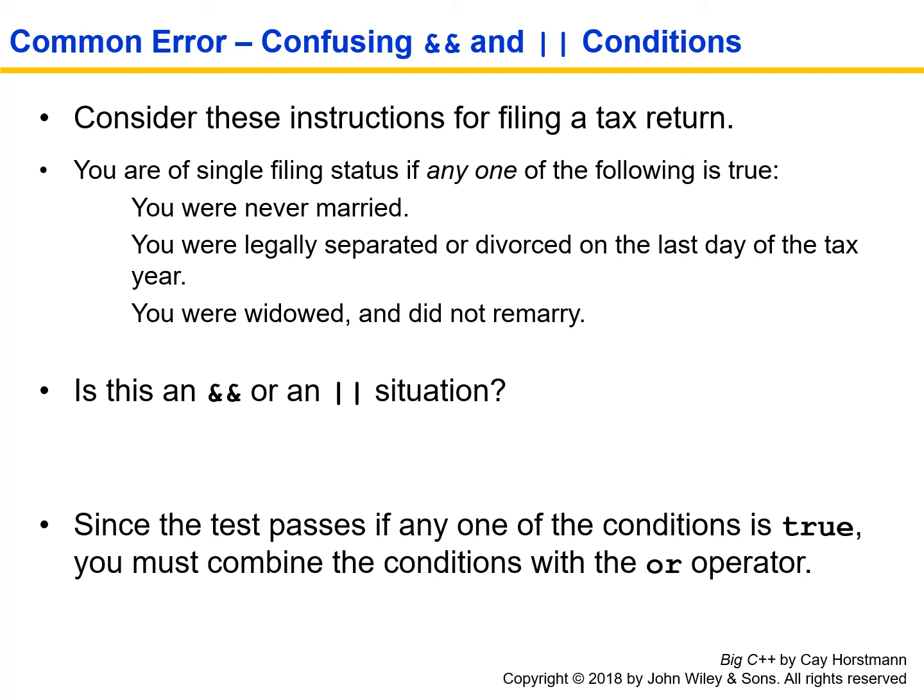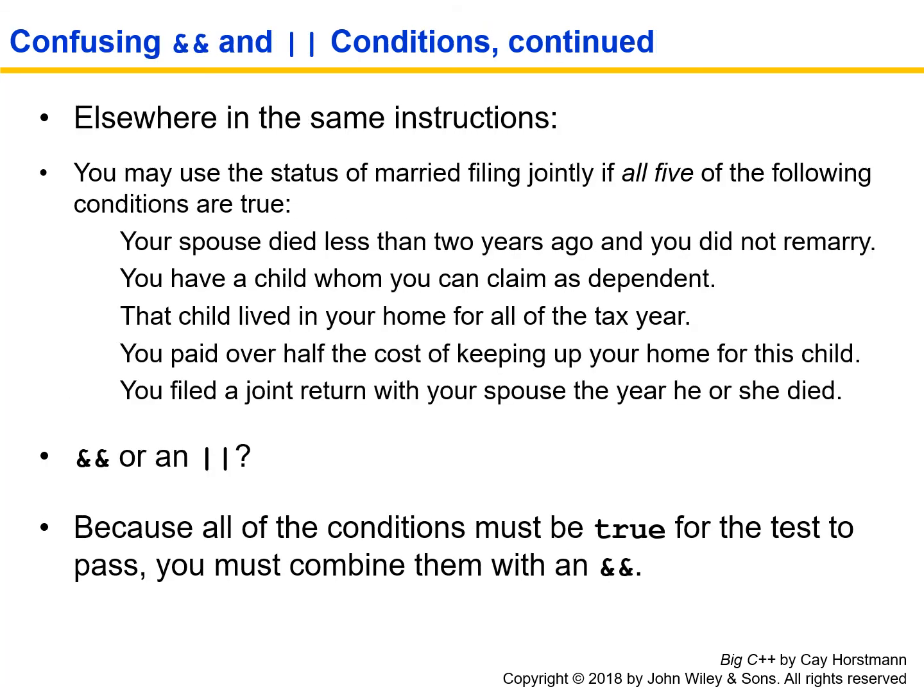If any one of the situations is true, then you need to link them with the OR operator. What about this? You are married filing jointly if all 5 of the following conditions are true. Well, if all 5 have to be true, then we need to join them with an AND symbol.